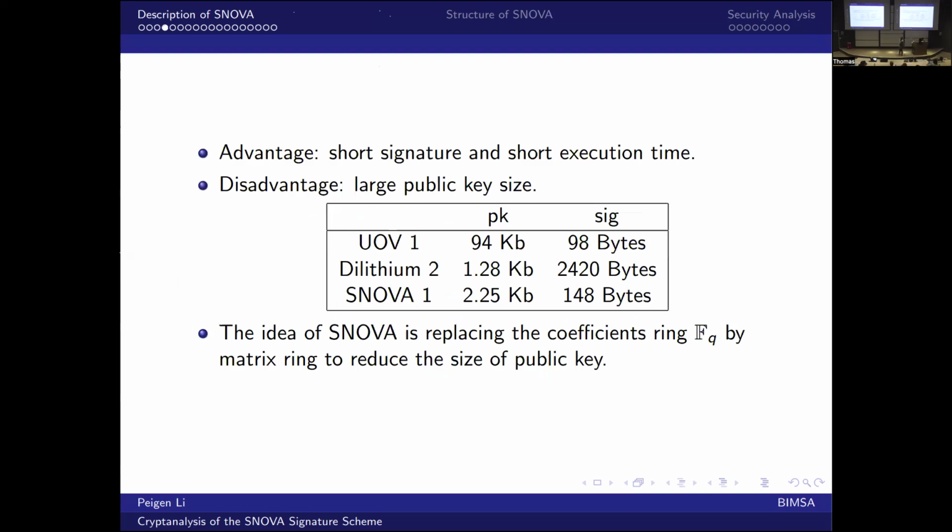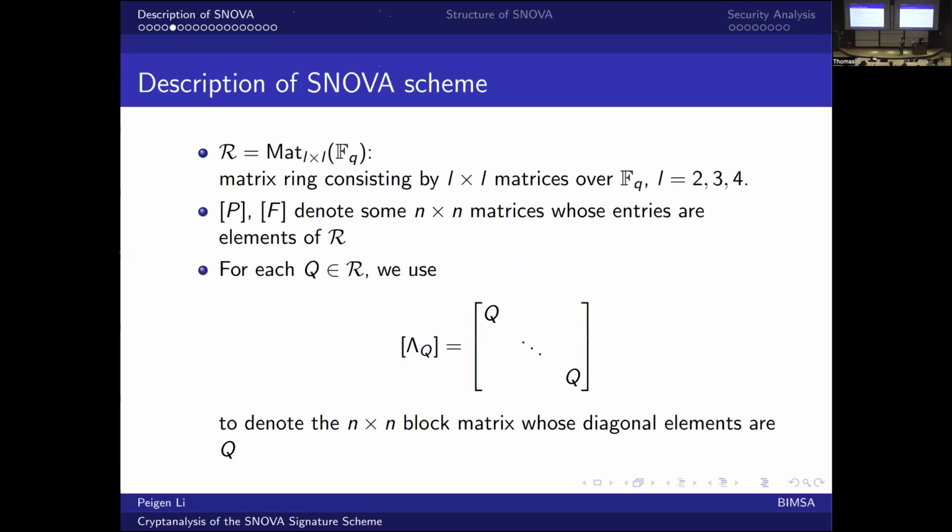UOV has an advantage: it has short signatures and short execution time, but its disadvantage is that it has a larger public key size. The following table shows us UOV has a larger public key size than the rest, but SNOVA has a small public key size. The idea of SNOVA is replacing the coefficient ring FQ by a matrix ring to reduce the size of the public key. Next, I will describe the SNOVA scheme.